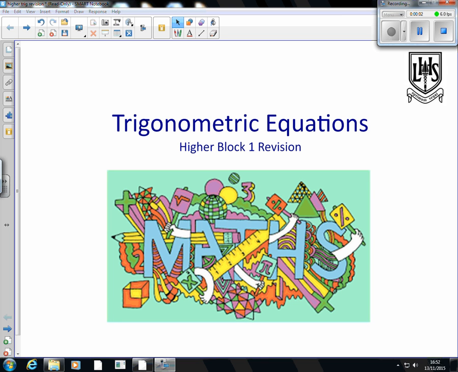Hi there. Welcome to our revision lesson on trigonometric equations for the first year of the 2-year Higher. We're looking at this because a lot of you have some issues looking at how to solve the trig equations. I just want to give you an opportunity to go right the way through it again and see if we can simplify it for you a little bit.